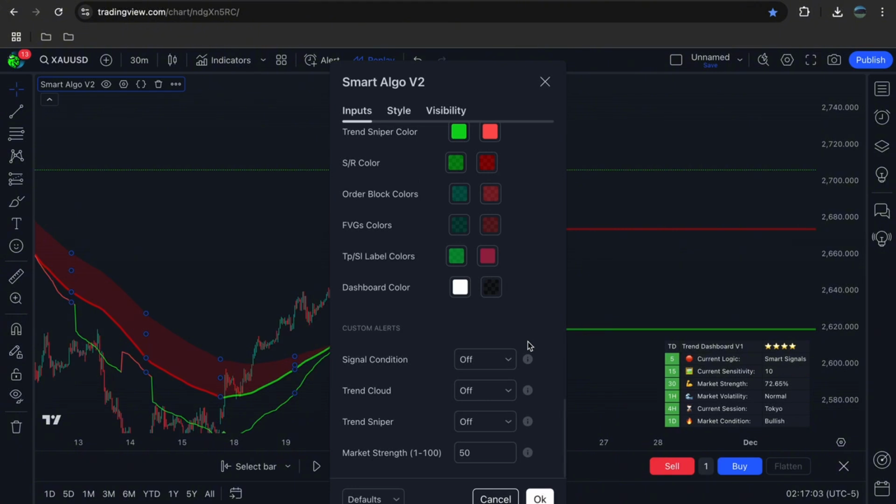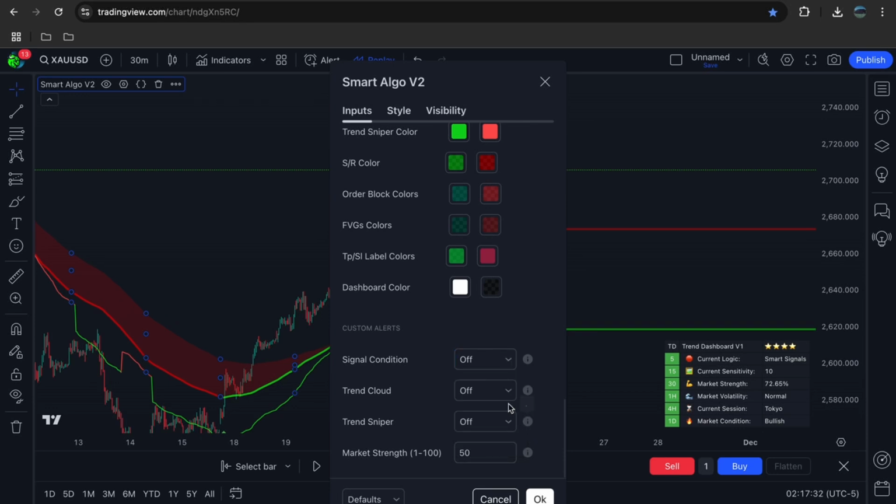Starting with the signal condition, you can choose between a few options depending on what you want to be notified about. If you select any signal, you'll receive alerts for every buy or sell signal that Smart Algo generates, whether it's from the Smart Signals or Smart Scalper modes. Alternatively, you can narrow it down and choose to get alerts only for Smart Signals or only for Smart Scalper. This is perfect for tailoring your notifications to match the specific style of trading you're using at the moment.